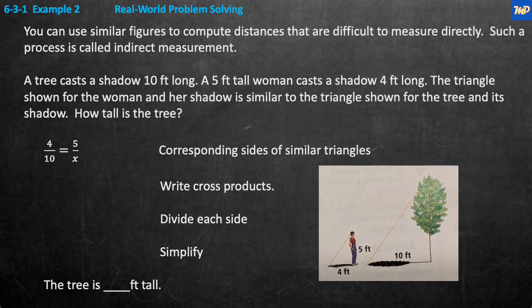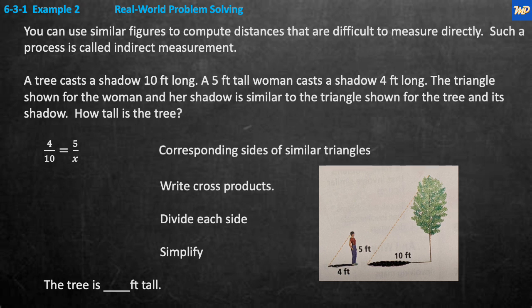And they are similar because the sun is constant for both the tree and the woman, so that forces the angle between the vertical line of the tree or the woman and the horizontal line, which is the shadow. That's what causes them to be similar. Okay, so how tall is the tree? If we wanted to solve this, we'd say that 4 over 10, which is the shadow of the woman divided by the shadow of the tree, is equal to 5 over x, the same relationship. The height of the woman divided by the height of the tree, and x is the height of the tree. We're going to try to find how tall the tree is.